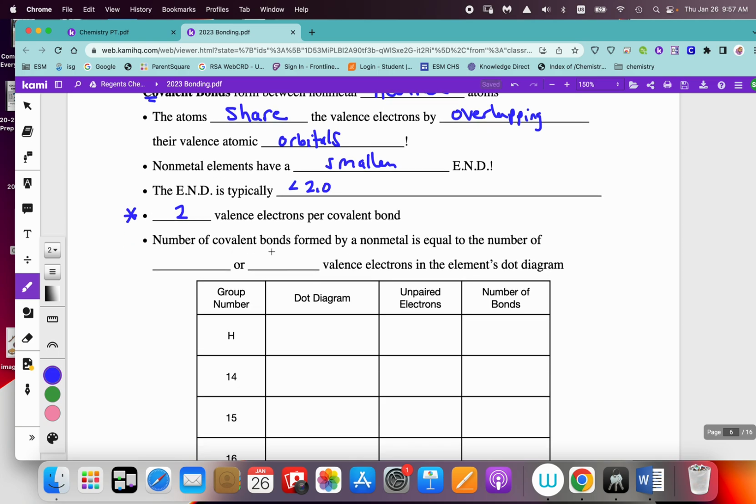The number of covalent bonds formed by a nonmetal element, there's a little bit of a pattern on the periodic table. It is equal to the number of single or unpaired valence electrons in the dot diagram. So it's important that you follow that pattern here.